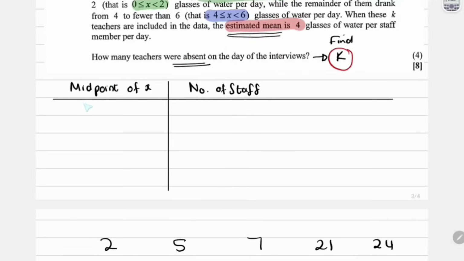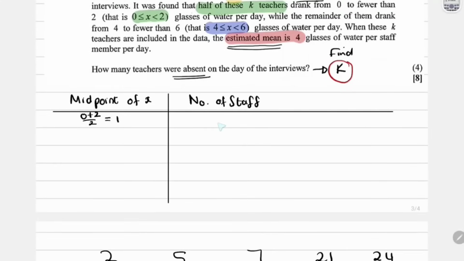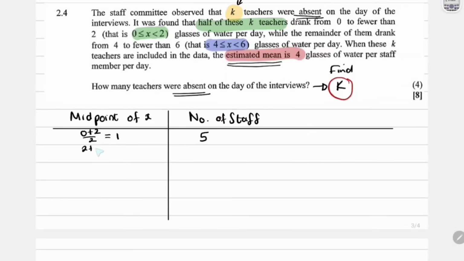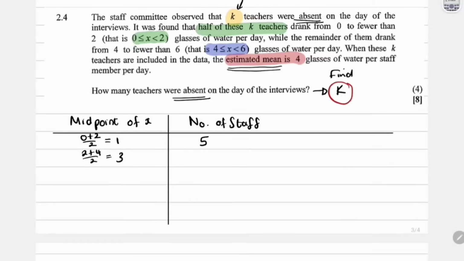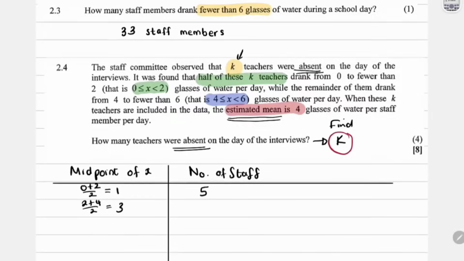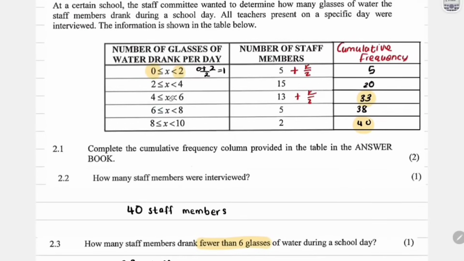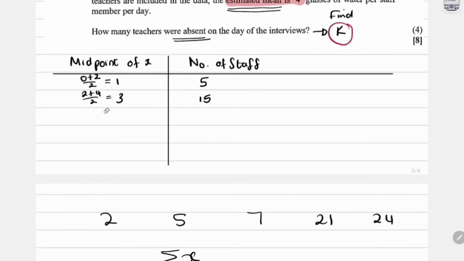That's what we're going to do here. We're saying 0 plus 2 over 2, which gave us 1. Everybody in that line drank 1 glass of water, and we know that there were 5 staff members there. Then the second one, again, 2 plus 4 over 2. 2 plus 4 is 6, over 2 gives you 3. And we know that there were a total of 15. So we're saying all these 15 staff members, we're going to pretend they all drank 3 glasses of water, estimating, okay? Then we're going to add these: 4 plus 6 is 10, 10 over 2 gives you 5.